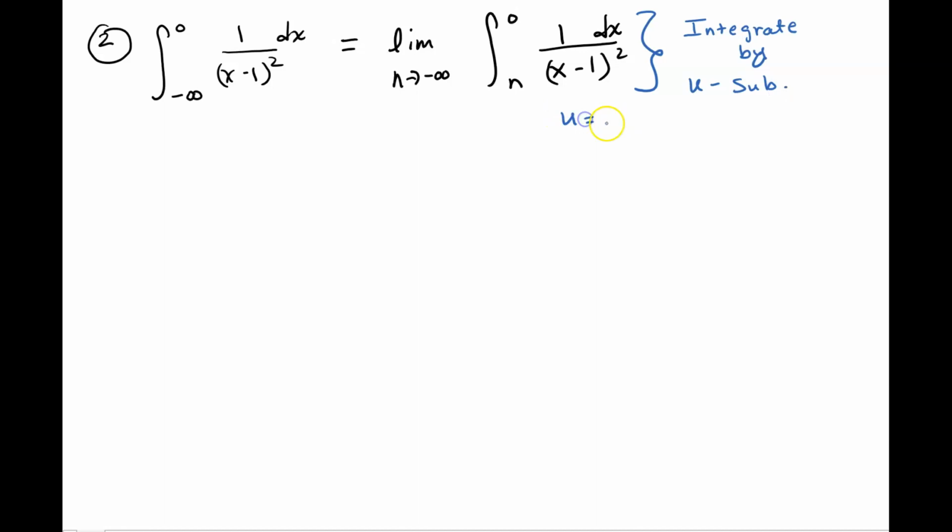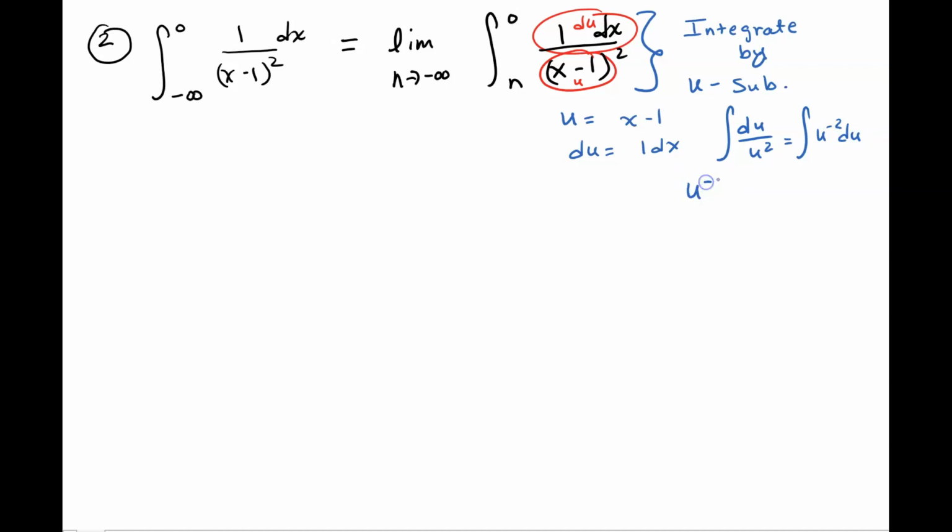So I'm going to say, well, u equals x minus 1, du equals 1 dx. We've kind of got all of that already. This right here is u. This right here is du. All right, so we're basically integrating du over u squared, which is u to the minus 2 du, which ends up being what? Okay, u to the minus 1 over negative 1, so we put a negative there, plus c. So we don't need to worry about the plus c here, but it's going to be negative 1 over (x minus 1) plus c.